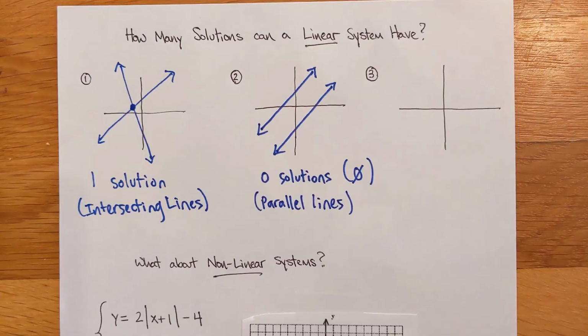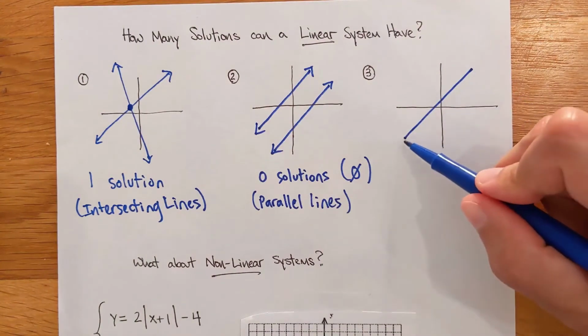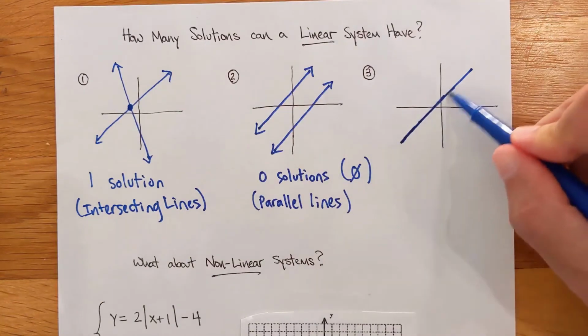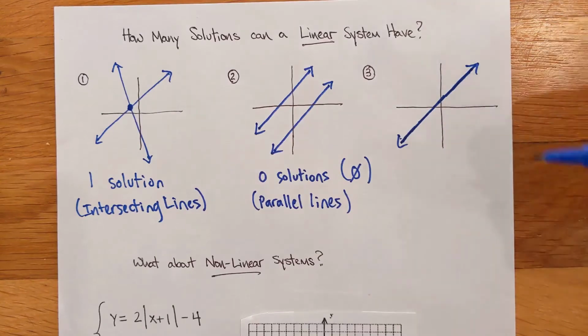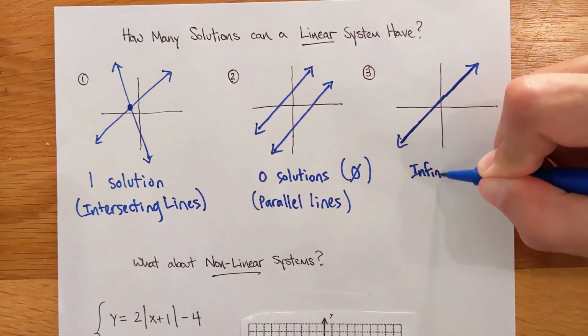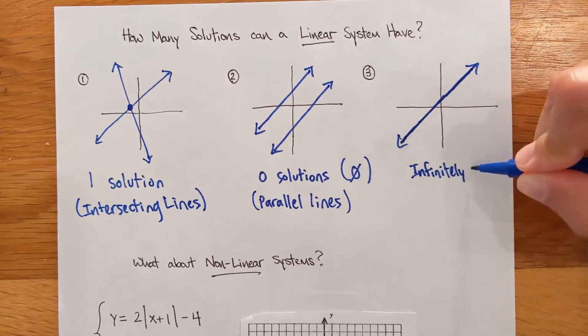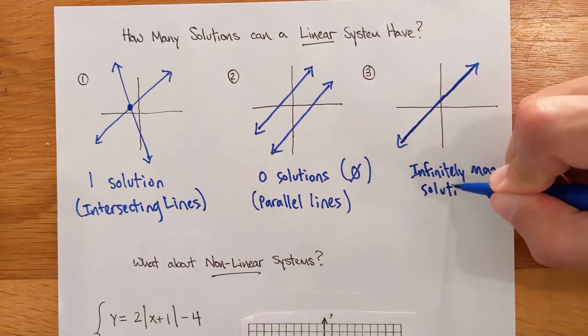And the third situation is, what if I had a line like this and I had a second line right over the top of it like that? So the two lines were actually on top of each other. This is called infinitely many solutions. So what you would say for your answer is that it's infinitely many solutions.